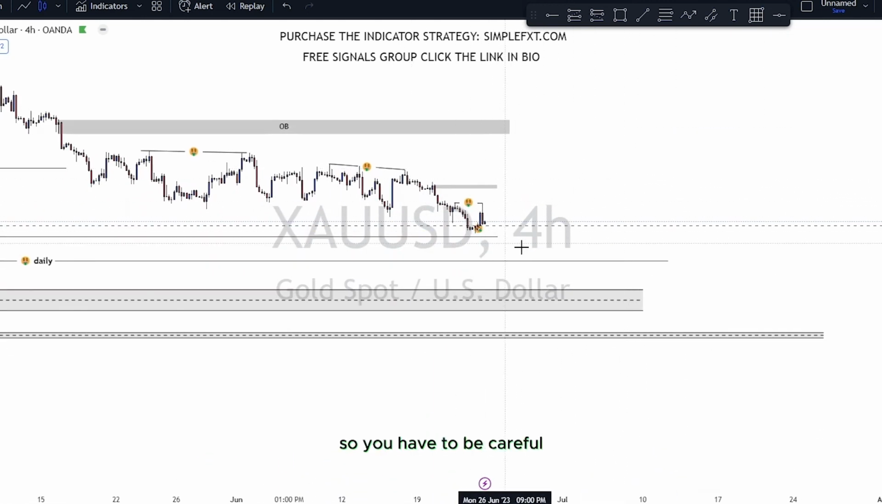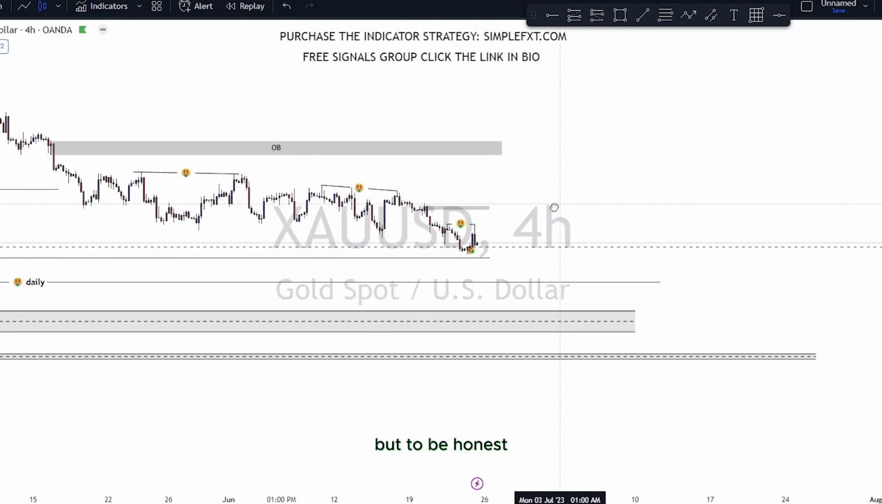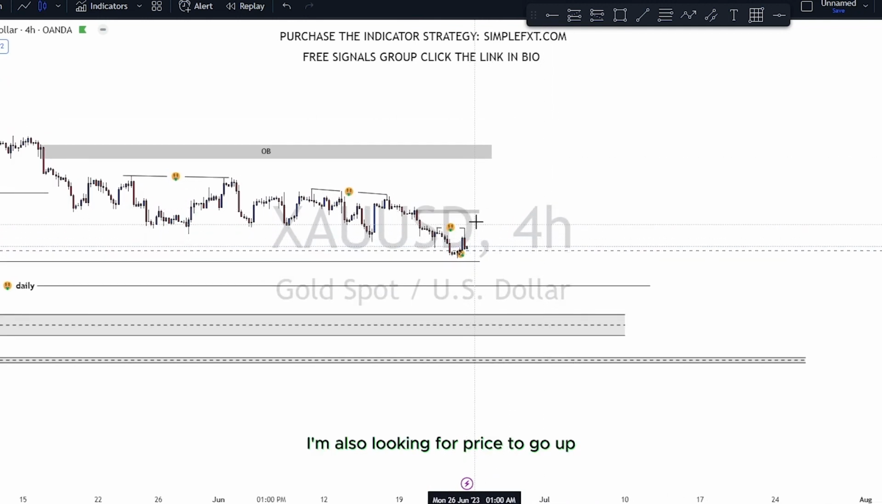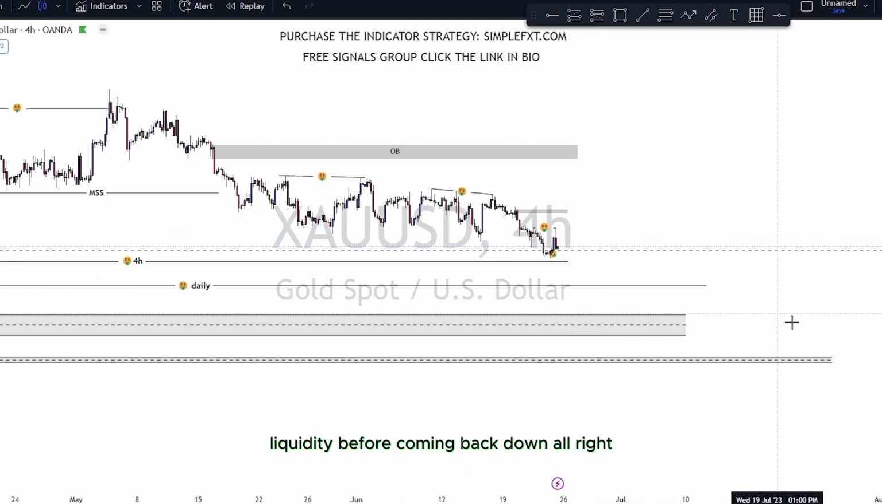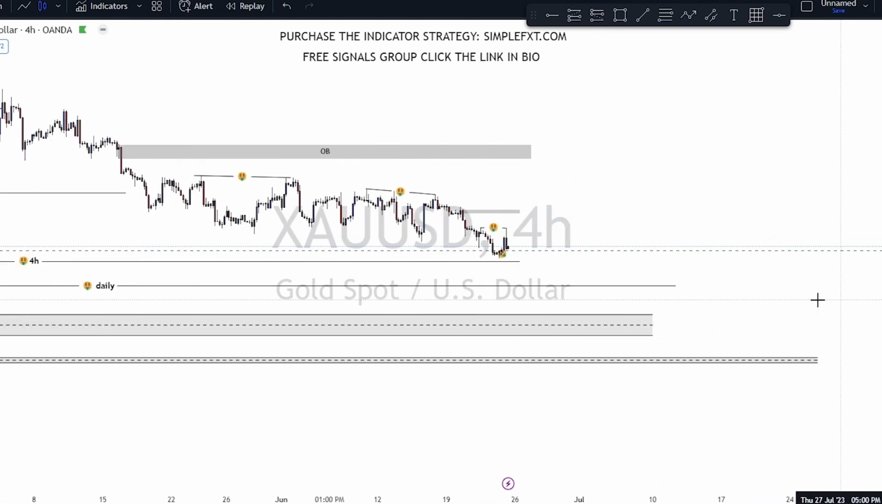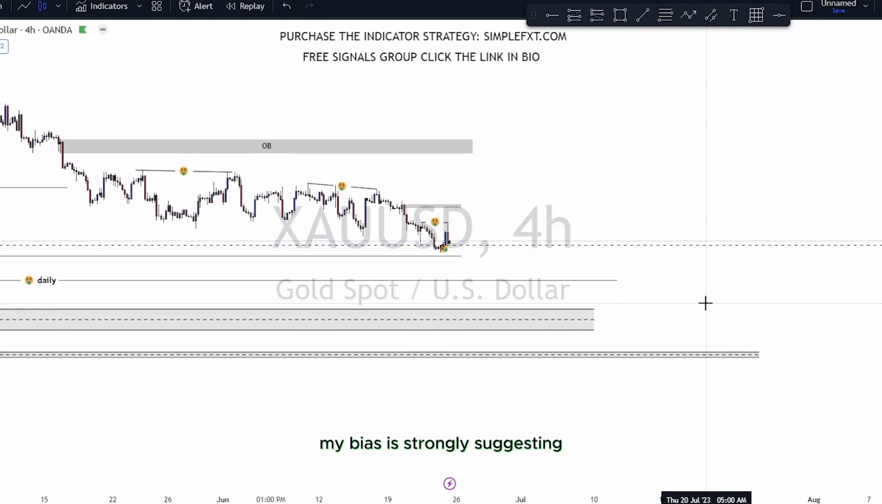All right, so you have to be careful and just look out for that as well. But to be honest, I'm mostly looking for price to go up and then taking all these, some, even if it's just this buy side liquidity, and then continue down. But I'm definitely looking for price to take some sort of buy side liquidity before coming back down. All right, but that's what my bias is strongly suggesting. So I'm gonna be looking for selling opportunities into next week, stuff like that.